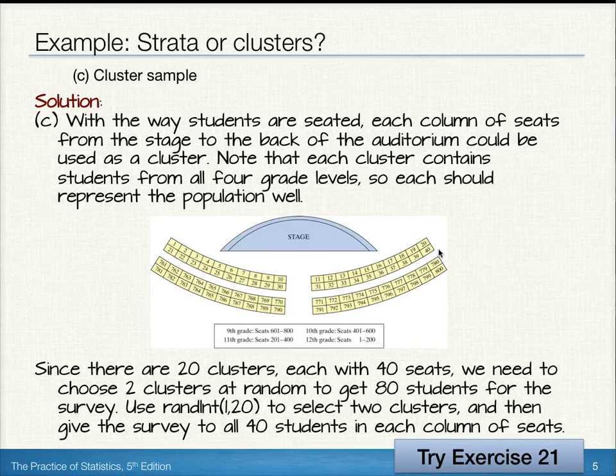For some additional practice with stratified sampling and cluster sampling, try exercise 21.